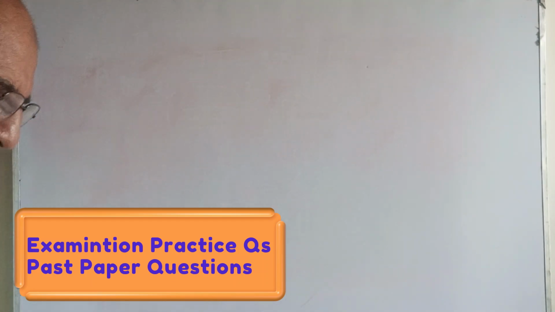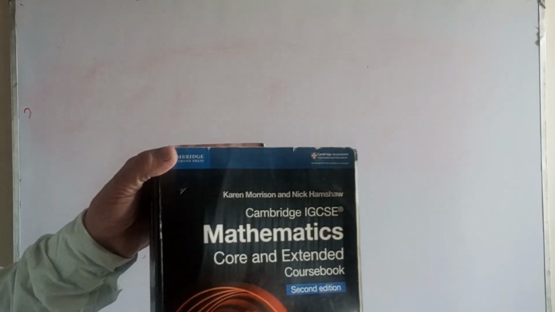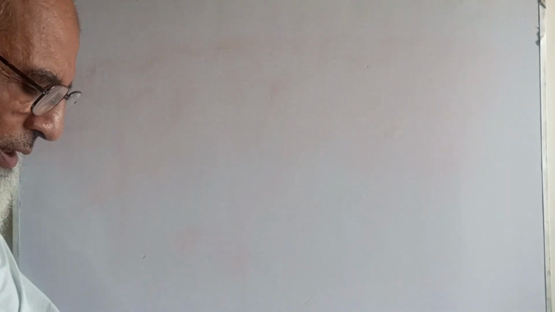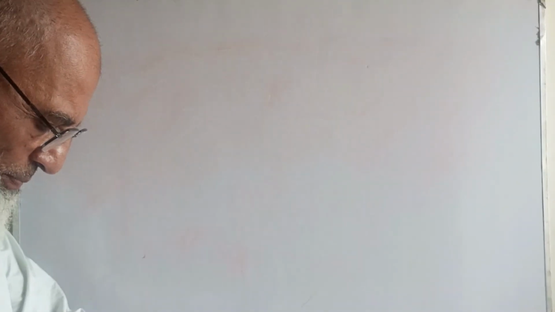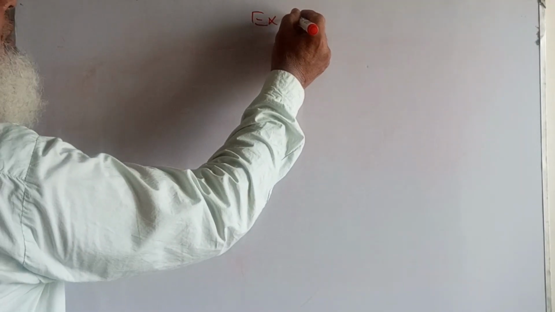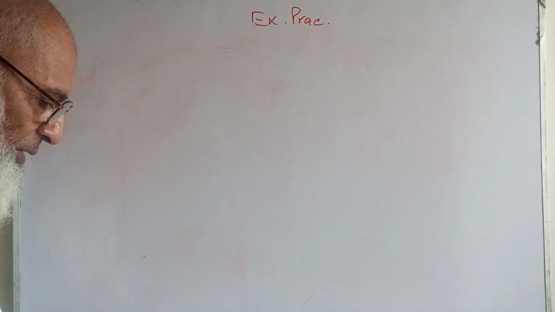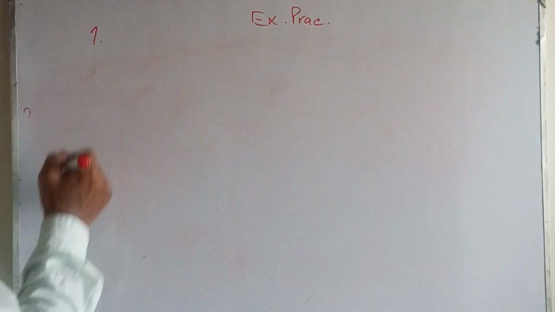Before going to the questions, I may show you the book. Now this is the book, and the page is 132, chapter is 6, and the topic is examination practice questions and past paper questions. Now, in examination practice, let me take question number one.